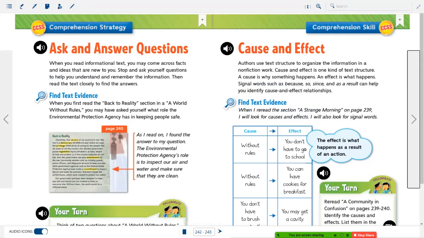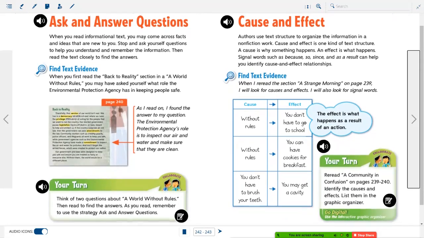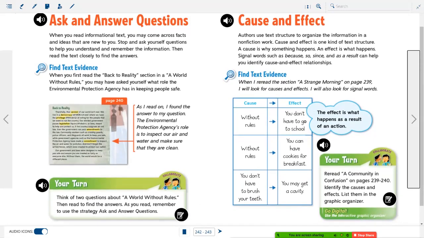All right, next let's get into our comprehension strategy and skill. Now this week, again, we're going to focus on asking and answering questions. And like we said before, this helps us to get a better understanding of what the author is trying to tell us, and it helps us to find information that we may have missed or didn't understand the first time we read through.